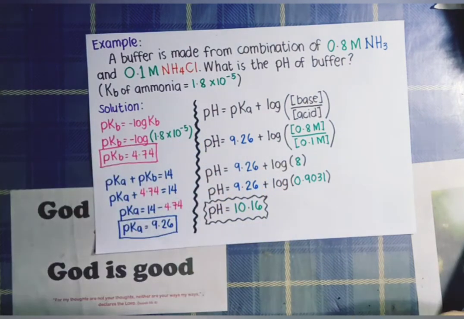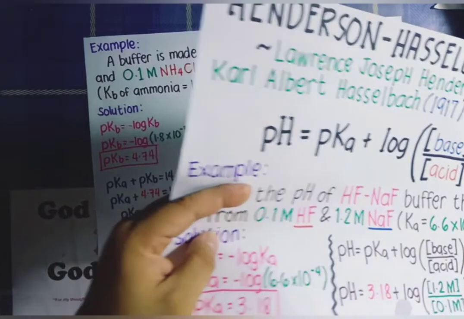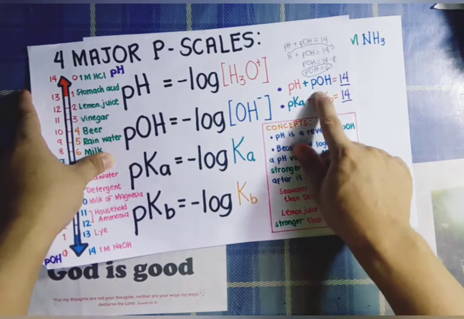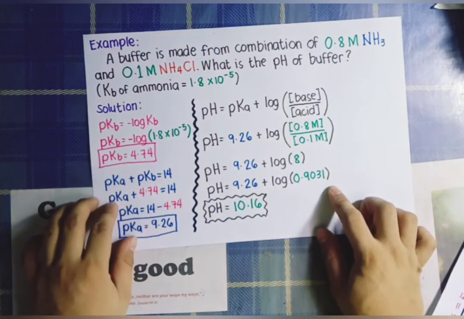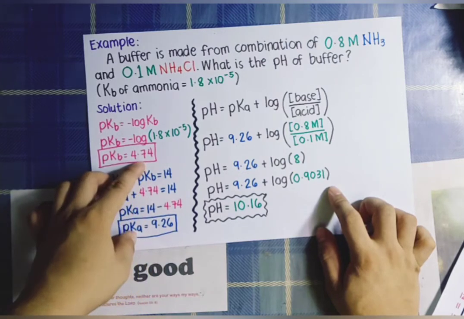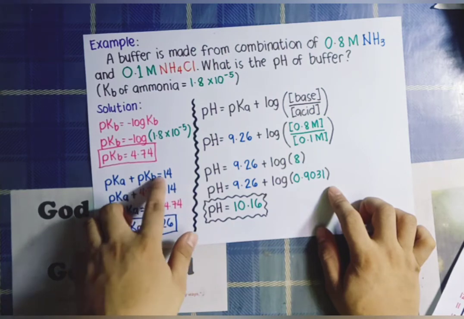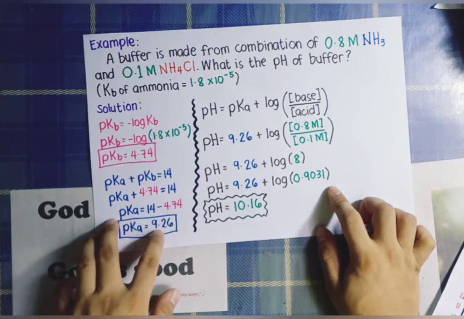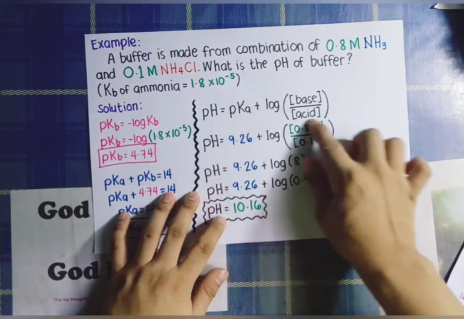But again, that is not what we need. In Henderson-Hasselbalch equation, we need pKa. So, we can actually use this formula. Okay, pKa plus pKb is equal to 14, since we already have here the pKb. Now by using this formula, pKa plus 4.74, which we already determined earlier, is equal to 14. By transposition, then this one will become negative, and pKa is equal to 14 minus 4.74, and pKa is equal to 9.26.